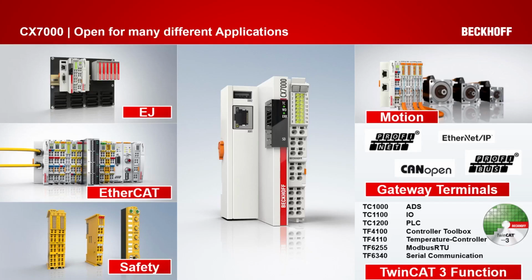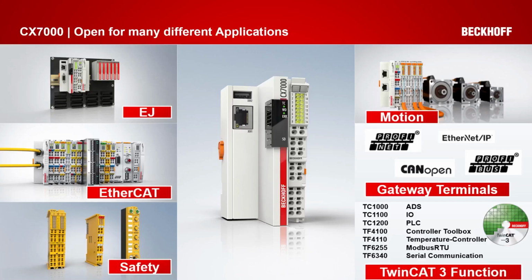The CX7000 is open for many different applications. You can use it in combination with the EtherCAT plug-in modules of the EJ series, and it's also possible, just like with other CXs, to add on the right side K-bus terminals and EtherCAT terminals, like safety, motion, and gateway terminals. At the gateway terminals, I would like to mention that we advise not to use more than 2, because if you use more than 2, the process data communication will be too big.